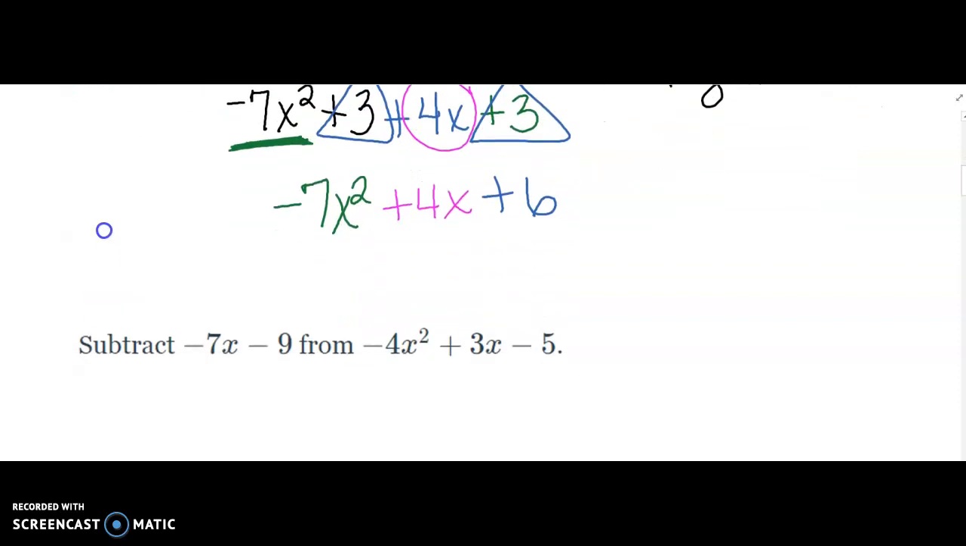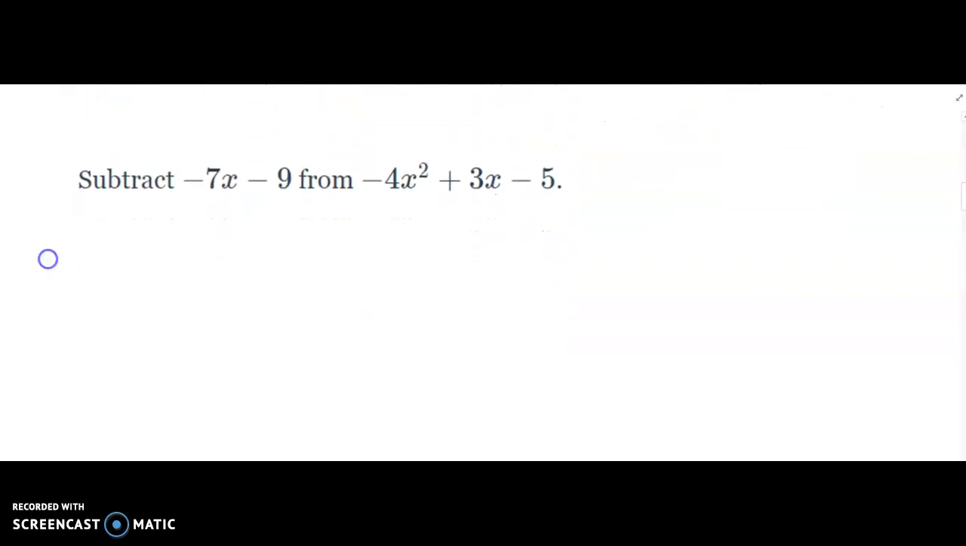All right, let's go ahead and try another example. These are the ones that are a little tricky just by the format that they're set up in. So we have subtract this polynomial, negative 7x minus 9, from negative 4x squared plus 3x minus 5. So because it says subtract this from the second one, we're going to write it like this.